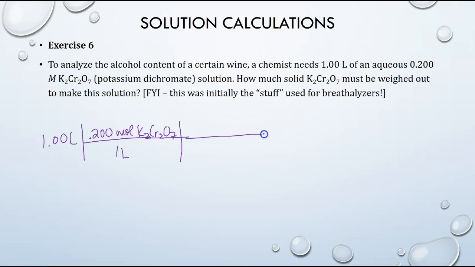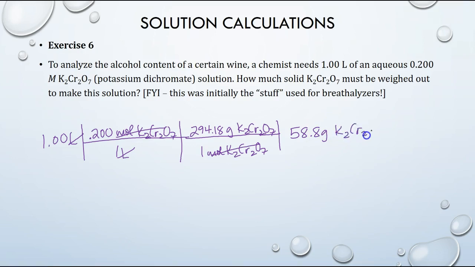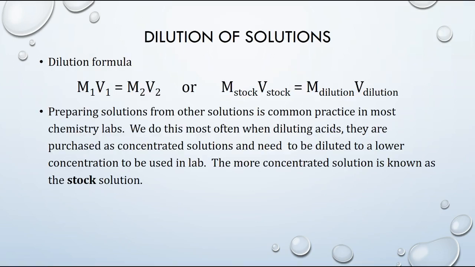So how much solid? We're not there yet, but we're close because now we have moles of potassium dichromate. The liters are gone. We can take 1 mole of potassium dichromate and multiply it by the mass of potassium dichromate, which is 294.18 grams per mole. That's from the periodic table. No big deal. Everything is the same as all we've done. It's just more stoichiometry. Moles are gone now, and if I multiply 1 by 0.2 and multiply by 294, I get 58.8 grams of potassium dichromate. Pretty simple, okay?